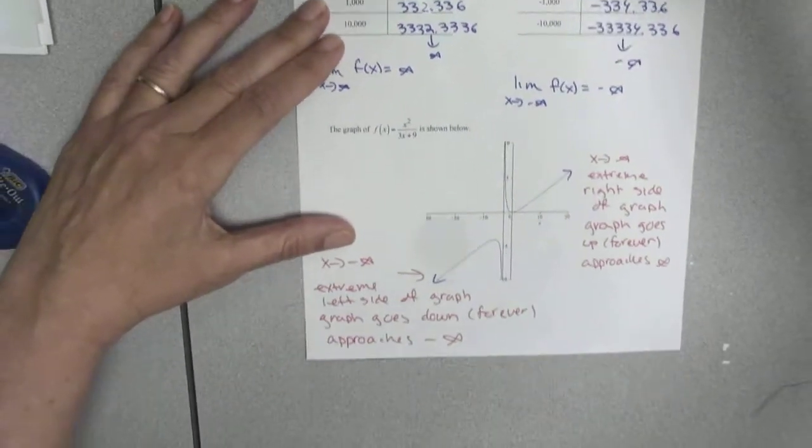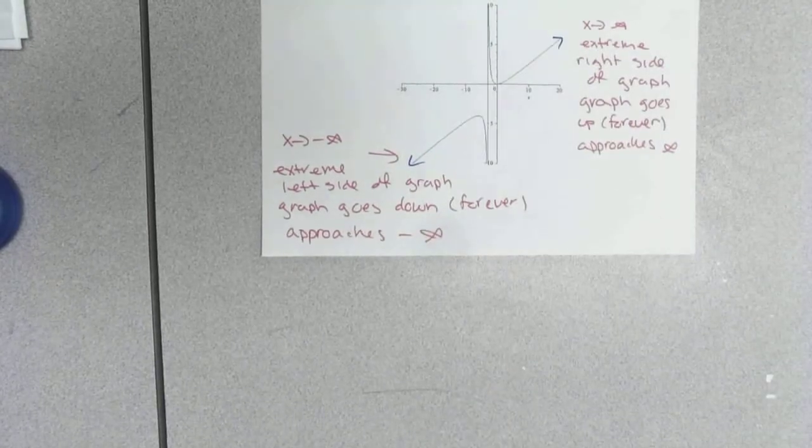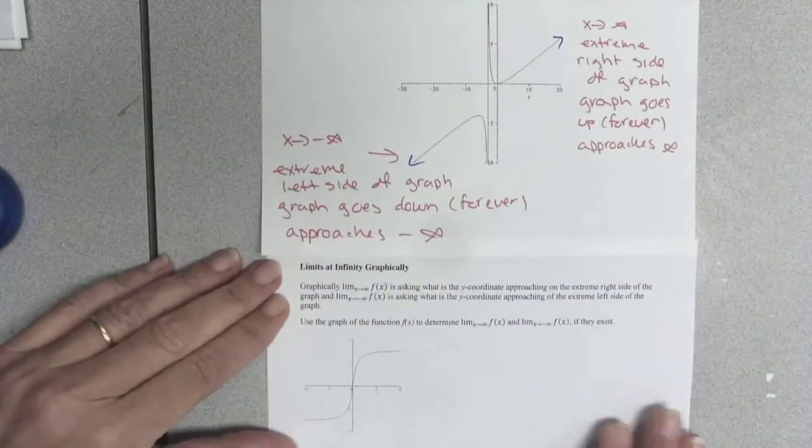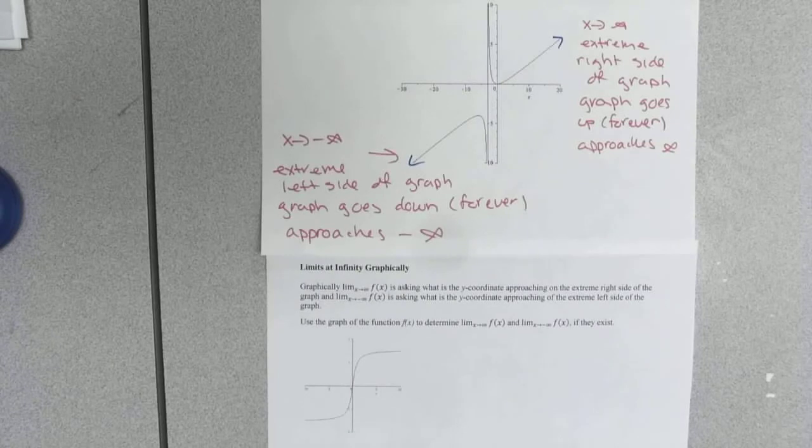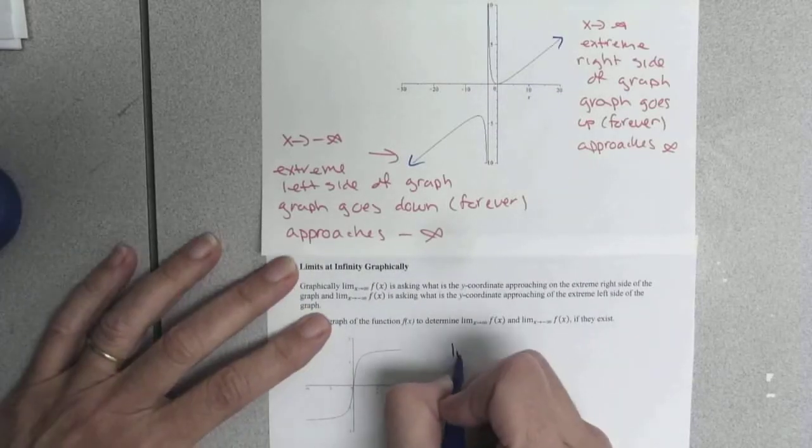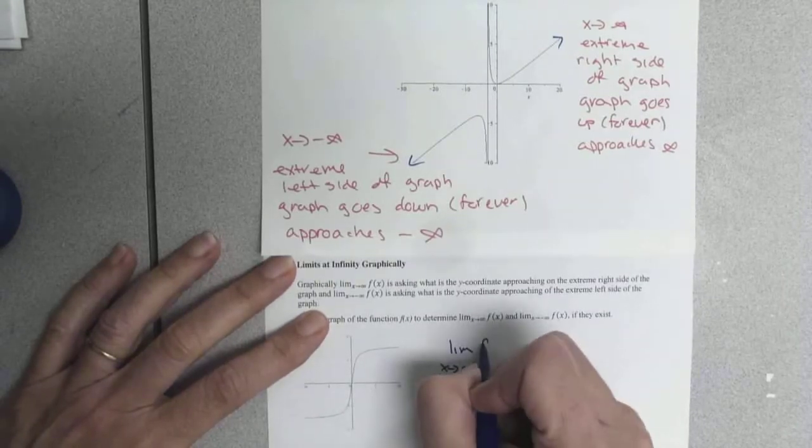Okay, going on with that idea about the extreme left and the extreme right, limits at infinity graphically. And we've really already said this. Graphically, the limit as x approaches infinity of f of x is asking what is the y-coordinate approaching on the extreme right side of the graph, and the limit as x goes to -infinity of f of x is asking what is the y-coordinate approaching on the extreme left side of the graph. So use the graphs to determine the limit as x goes to infinity of f of x and the limit as x goes to -infinity.